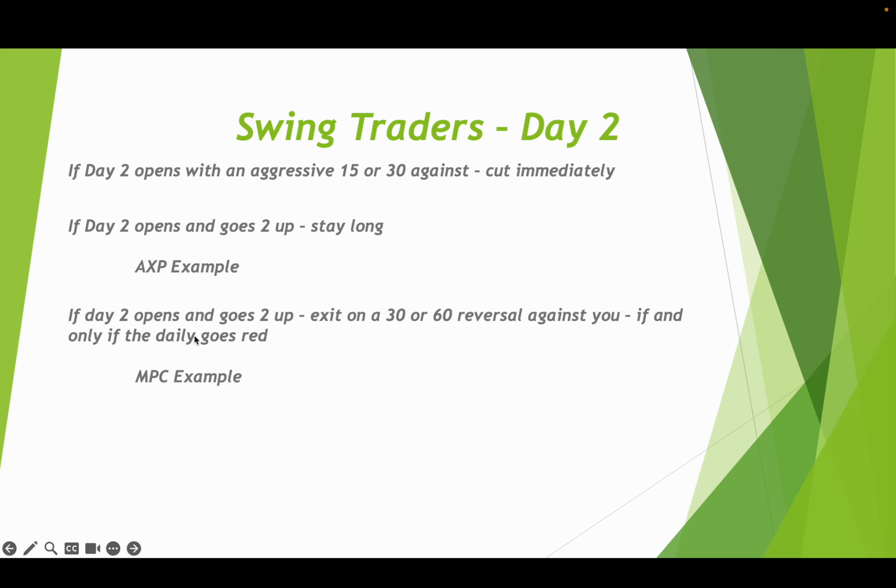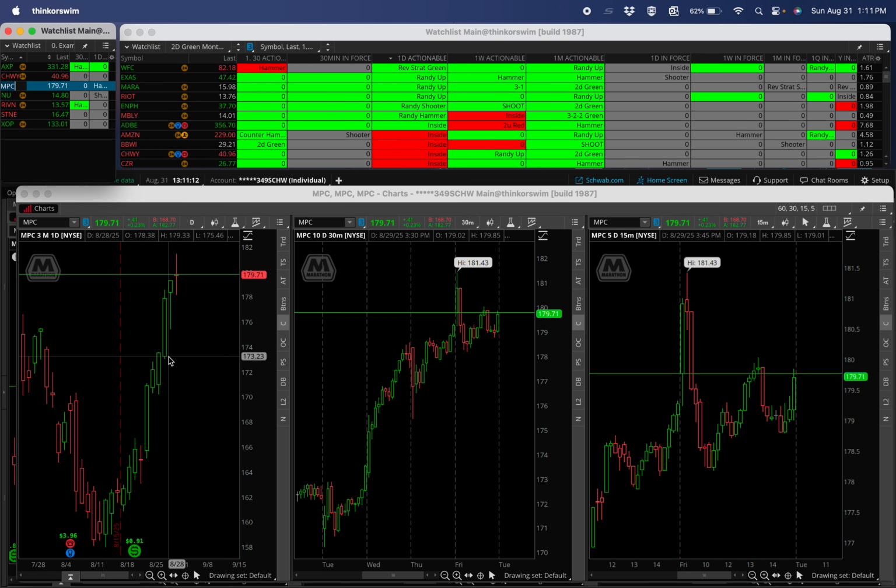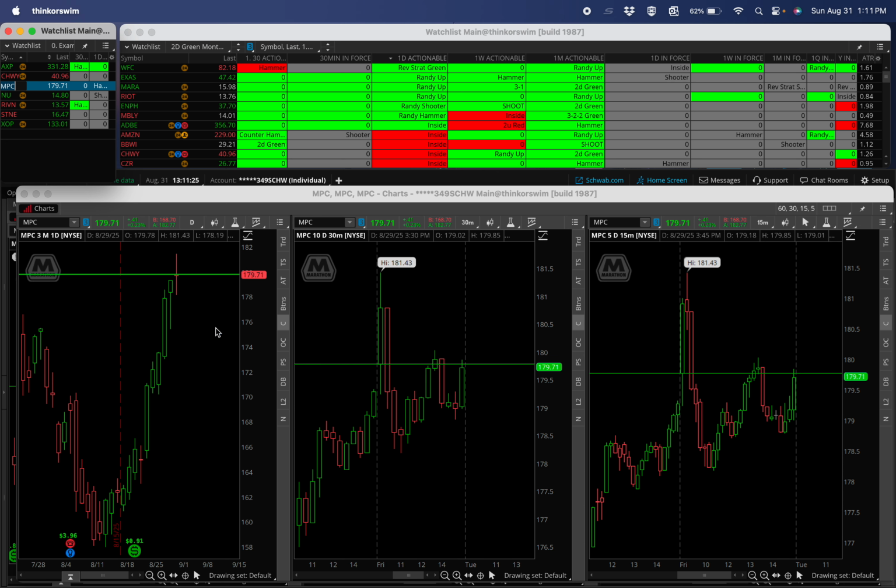All right, so if you're holding and the second day opens and you get a 30 or 60 reversal and the daily goes red, you want to cut. Let me try, and the example is much better to show you. Let's say you're long, you get long off this 3, 2, 2 up day here. Here is the 30-minute candle from Friday. You see it comes up, it goes 2 up on the day. Bam, that's what we were looking for, right? We're long. We can still hold. We got long right here. We can still hold. Winner, 174 up into here.